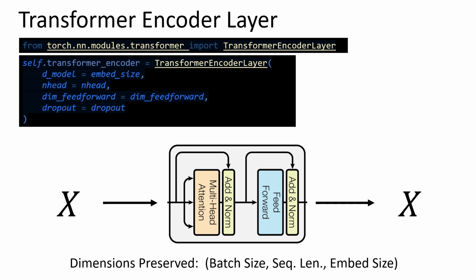Just like our positional encoding step, something that's interesting and important to note is that the dimensions of our data are preserved throughout the transformer encoder layer processing. And so the data coming out of this step is still of dimensions batch size, sequence length of the time series, and user-defined embedding size.